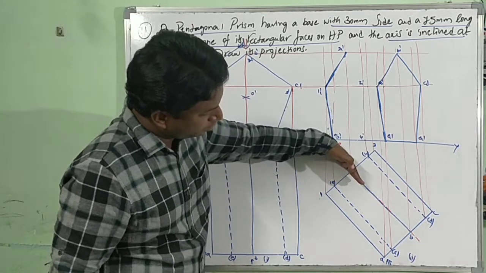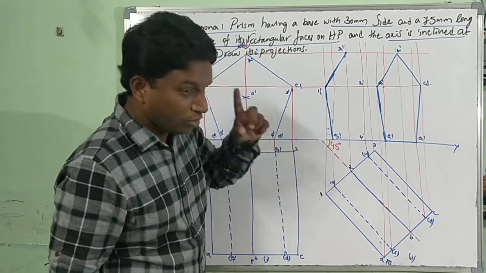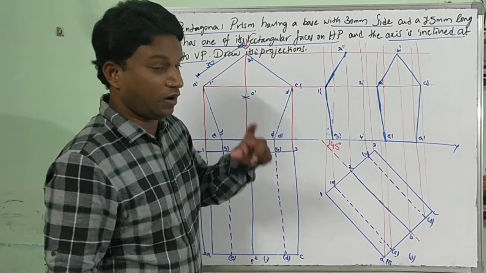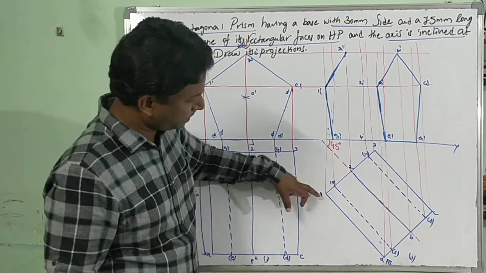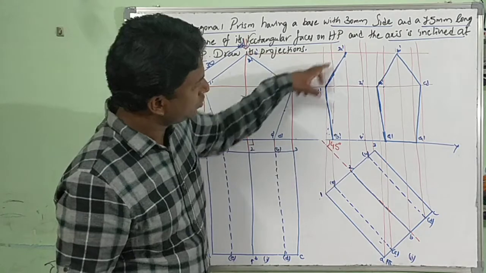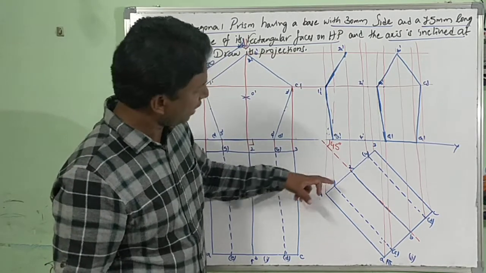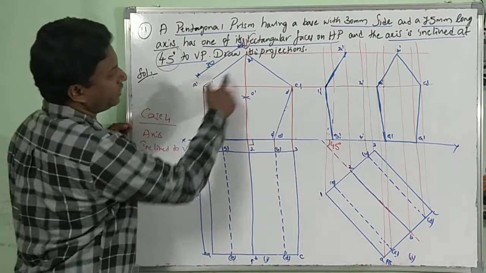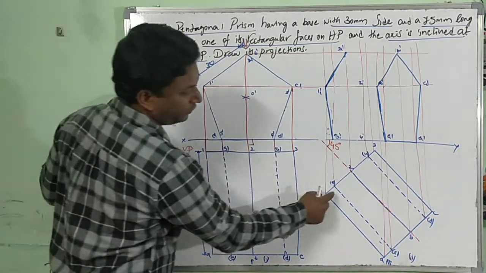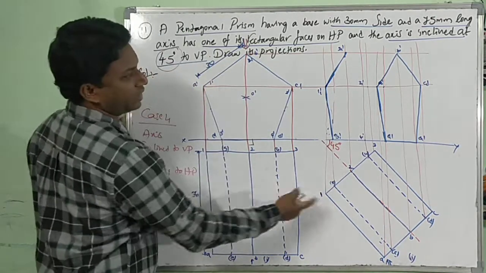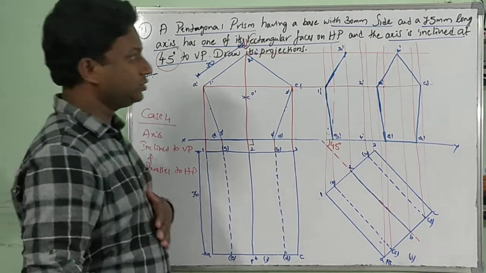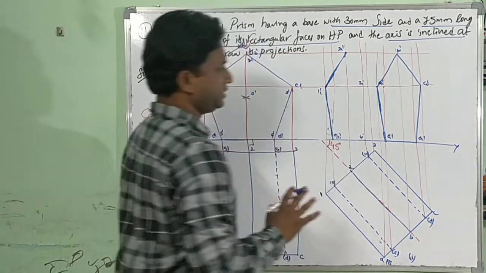With respect to center line below, what are the sides of a pentagon of backside base? 1, 2, 1 dash 2 dash, 1 dash 1 dash 5 dash. See, 1, 2 is connected, 1, 5 is connected. We don't find a 2, 5 connection. Clear? So these are the two bases.